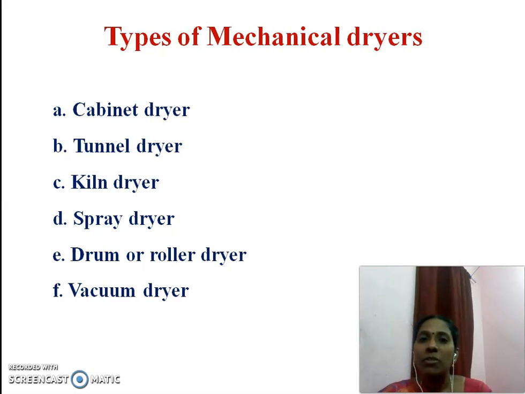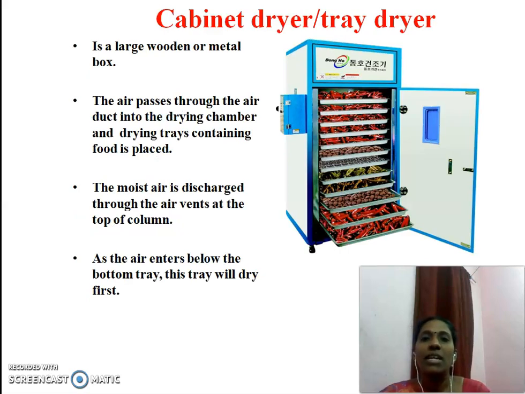There are different types of mechanical dryers, like cabinet dryer, tunnel dryer, kiln dryer, spray dryer, drum or roller dryer, and vacuum dryer. Let us see one by one. First one is the cabinet dryer or tray dryer. This picture shows the cabinet dryer.